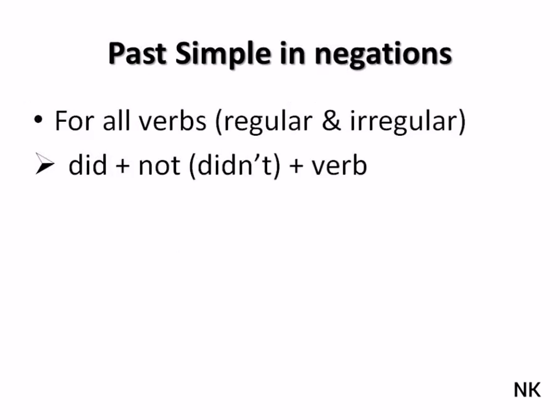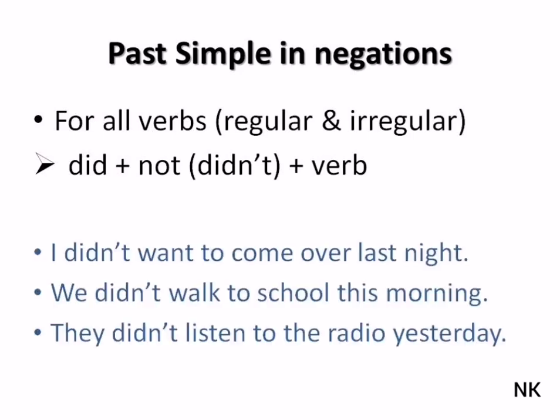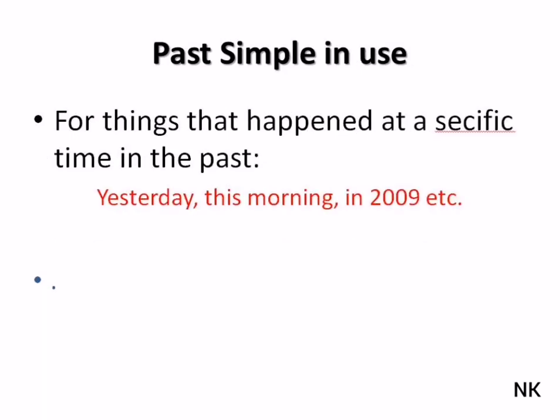For the past simple in negation, regular and irregular, we also use the past simple tense of the auxiliary verb to do, which is did, and we add not to it. I didn't want to come over last night. We didn't walk to school this morning. They didn't listen to the radio yesterday.